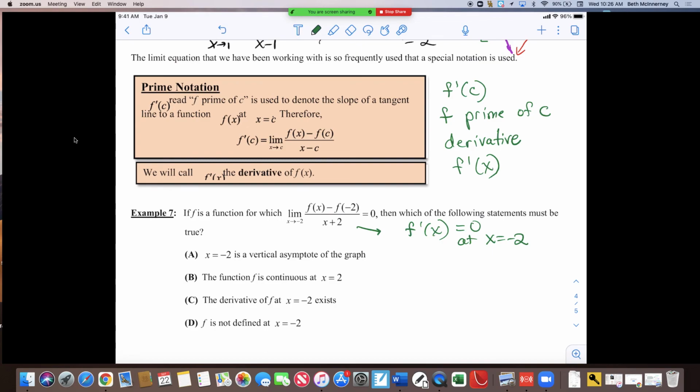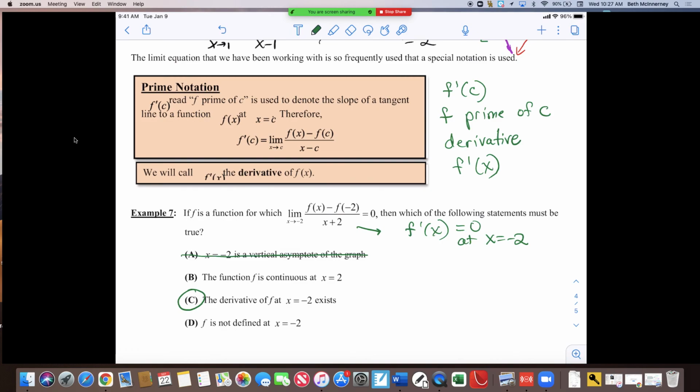What do you think? C. It is in fact C. The derivative exists. It's 0. It's not undefined. So here's what the writers of this question were doing. A lot of students would choose A because they see a fraction dividing by x plus 2. This is not the function. This is not f of x. This is the derivative of f of x. So that A is not true.